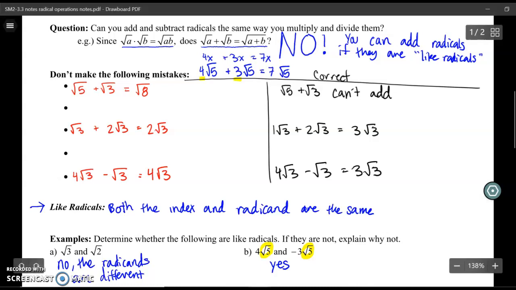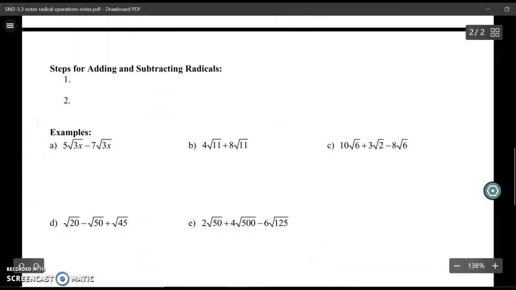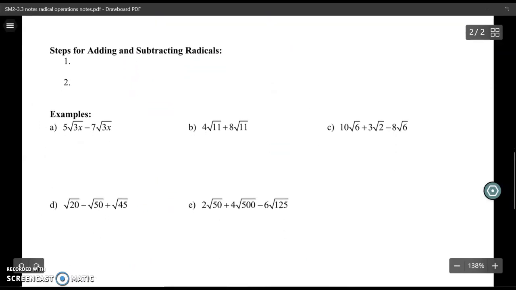Okay, now that we've seen a few common mistakes that people make when adding and subtracting radicals, let's come up with some steps for adding and subtracting radicals and do just a couple examples. So, steps for adding and subtracting: the first step is to determine if the radicals are like radicals.